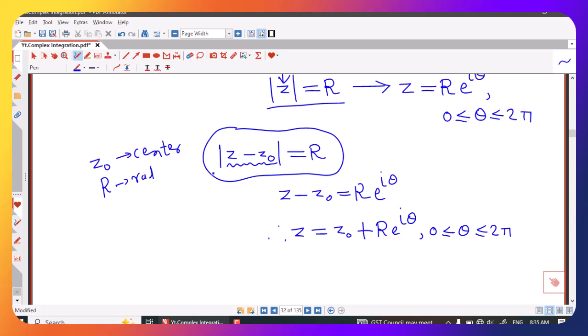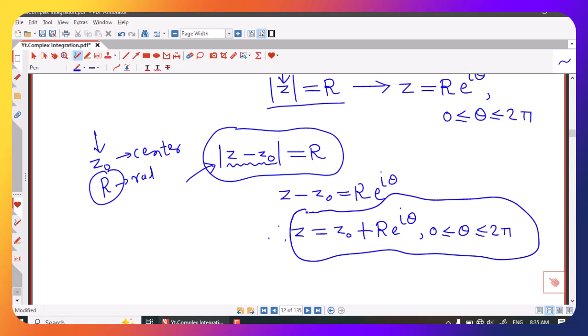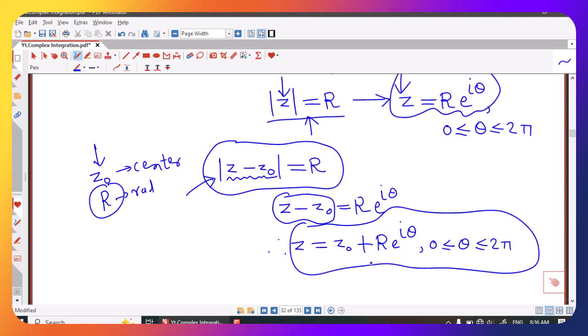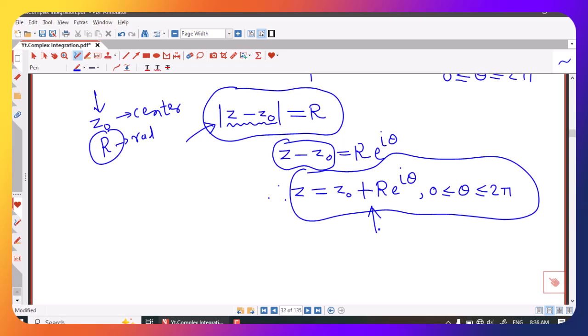So whenever we have this type of circle whose center is z0 and radius is r, then also we can write its parametric representation easily, and for that we are following this. If we have mod z equal to r, we write z equal to r e raised to I theta. So if we have mod z minus z0 equal to r, instead of z here we will write z minus z0, and we will obtain this parametric form. So this we are going to use in this lecture.